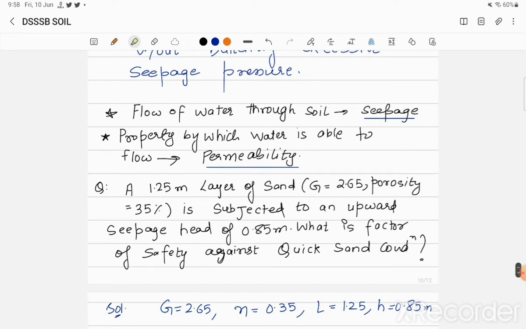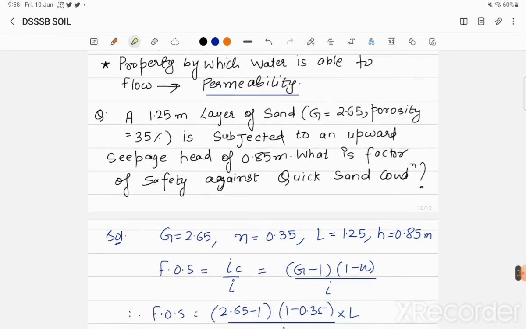Now, if someone asks you what is the difference between seepage and permeability, then you can say that the flow of water through soil is seepage, while the property by virtue of which the water is able to flow through a soil is permeability. Now, here is a question which I would like to solve.